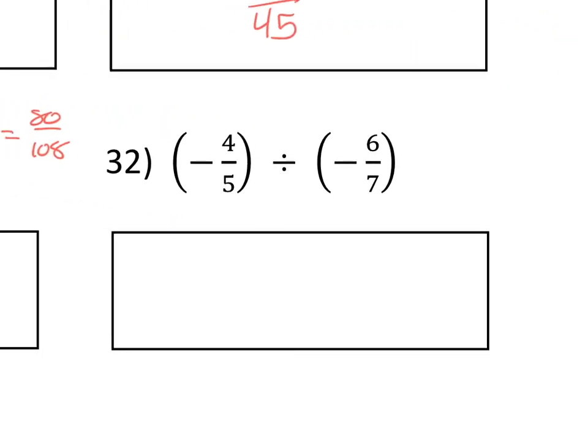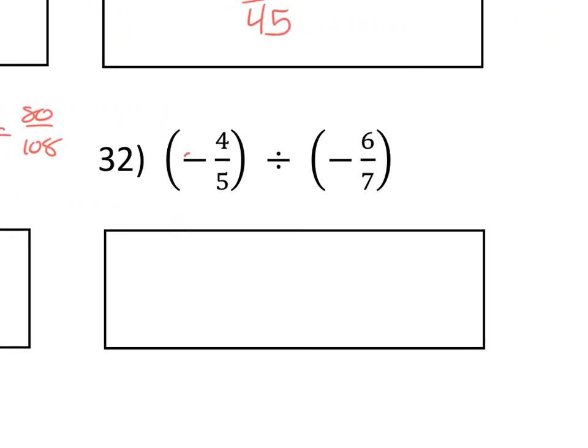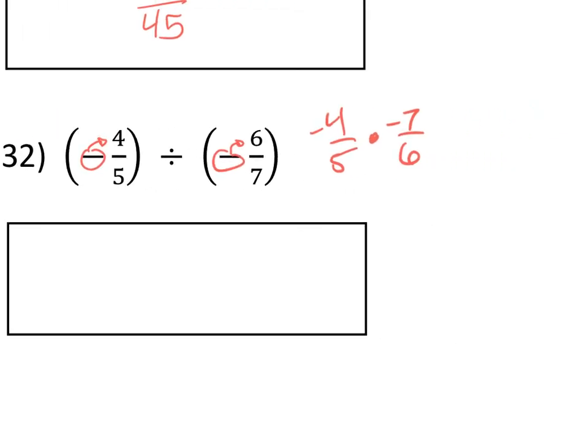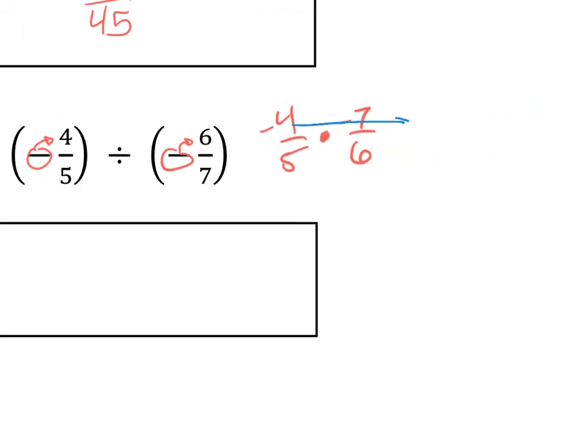Okay, 32. Division again, and we got to be careful. We have two negative numbers now. I'm going to keep my negatives with the numerators. So keep negative 4 over 5, change, flip. So now when we multiply, we have a negative 4 times a negative 7, which is a positive 28. And then 5 times 6 is 30. And then we need to reduce, so 28 divided by 30 in your calculator, math, enter, enter. We'll reduce that down to 14 over 15.